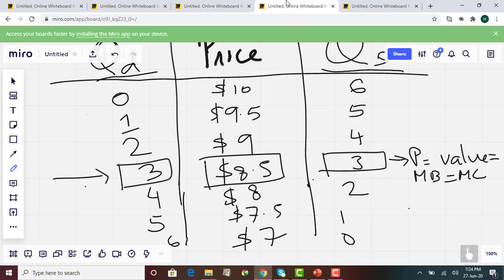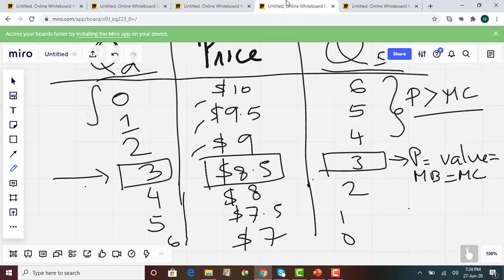Now how about the other cases? If the price is $10, or 9.5, or $9, what do you think is happening from the producer side? In this case, price is greater than the marginal cost, right? They are making more money here. That's why they want to produce more, because prices have gone up. They are producing more because price is greater than marginal cost.